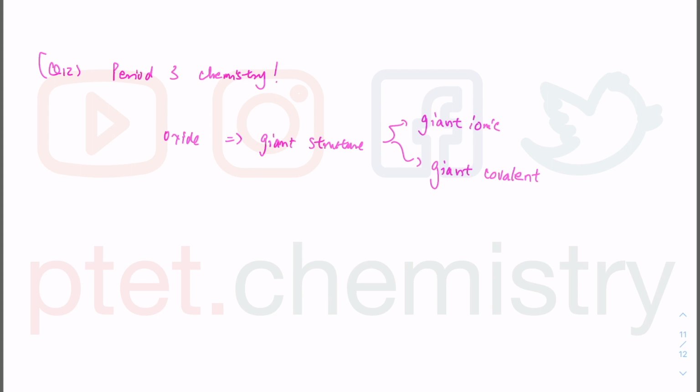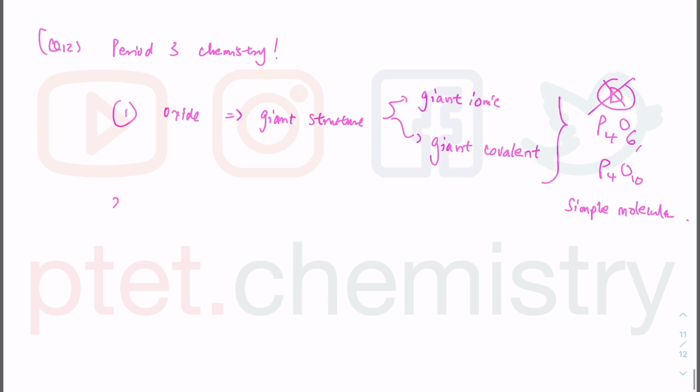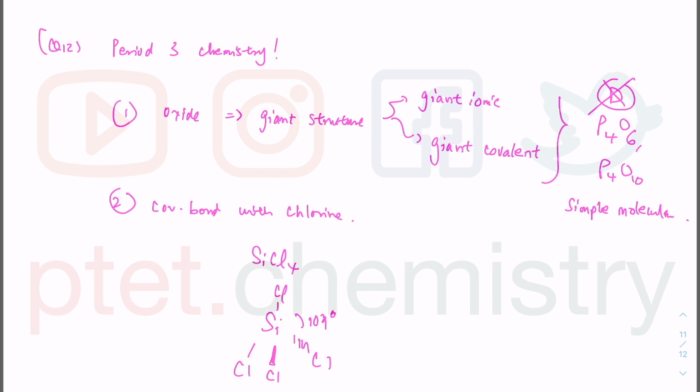All right. So looking at the options, phosphorus oxide is definitely out because P4O6 and P4O10 are simple molecular or simple covalent structures. So you can cross out option D, which means you're left between A, B, and C. Now, the second piece of information is a covalent bond with chlorine. Well, I can think about SiCl4, which is a tetrahedral molecule because it is simple molecular with a tetrahedral geometry, 109 degrees.